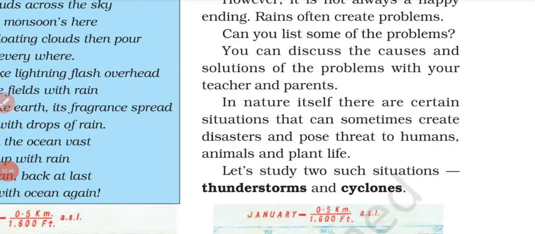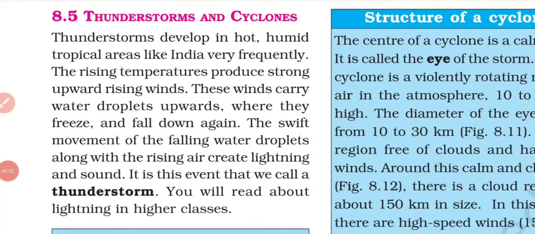So let's study such two situations: thunderstorm and cyclone. Thunderstorms develop in hot, humid and tropical areas like India. In India we have lots of thunderstorms and cyclones, so they are very frequent in India.